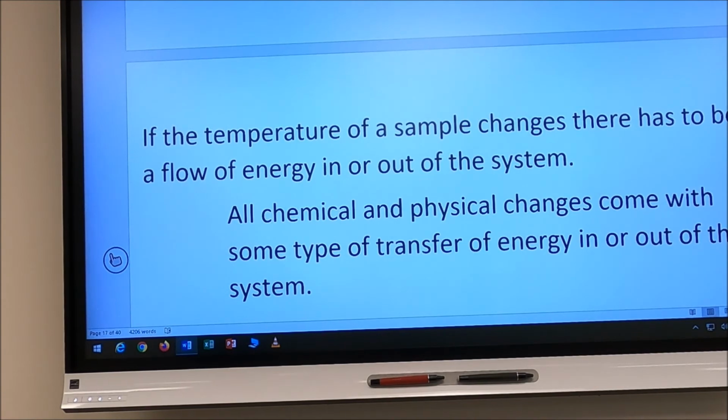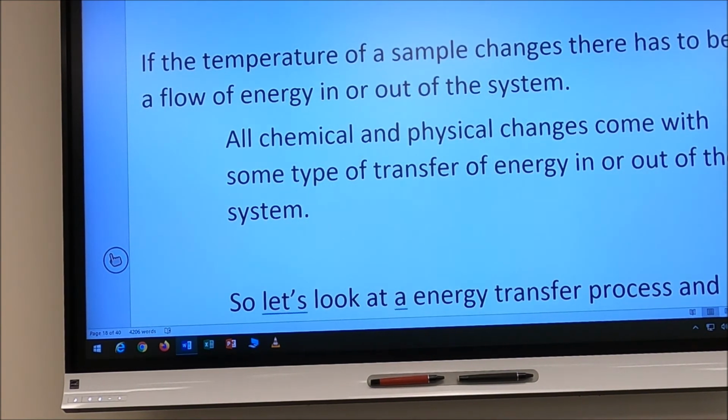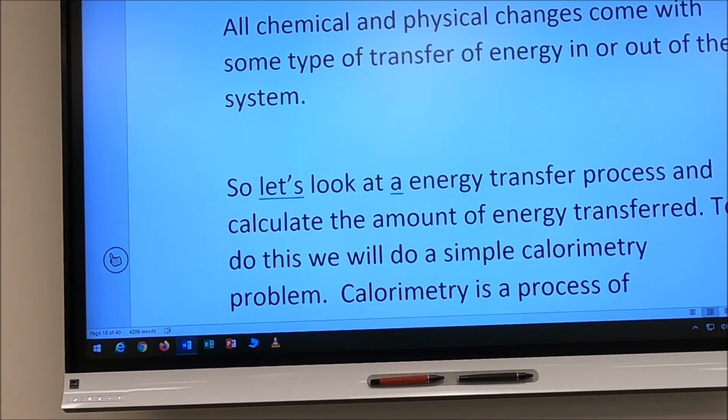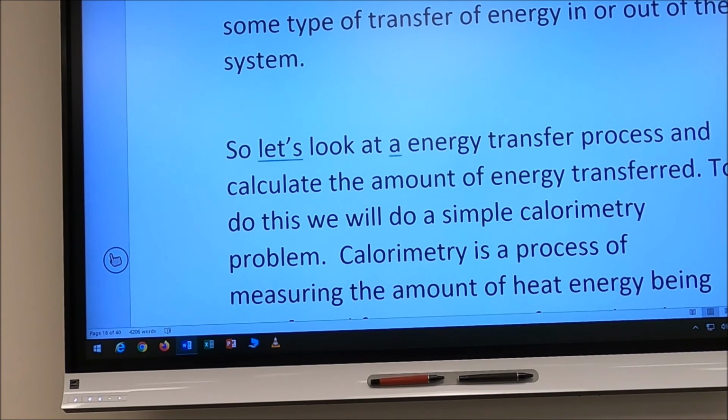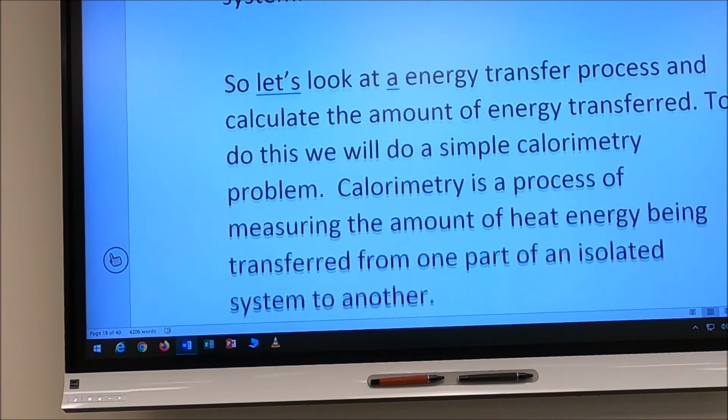Okay? If the temperature of a sample changes, then we know energy had to flow in or out of the system. All chemical and physical changes come with some kind of energy transfer in or out of the system. Okay? Doesn't matter. We're going to skip this part on calculating. We're going to do that second semester, so you can skip over this section on calorimetry. You can read through it if you want, but I'm not going to be testing you on this.